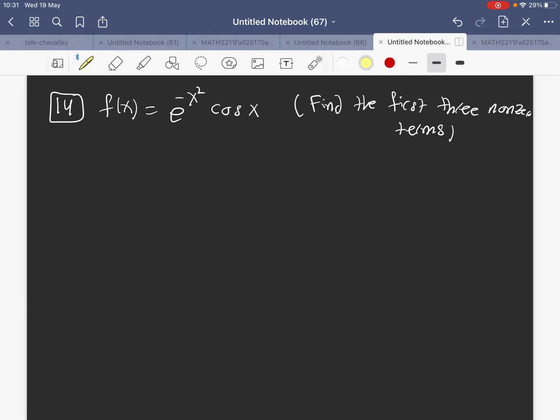Now, look at this question here. In this question, I don't need to find the whole Maclaurin series. All I need to find is the first 3 non-zero terms. So we need to find the first 3 non-zero terms. So what we will do is the following here.